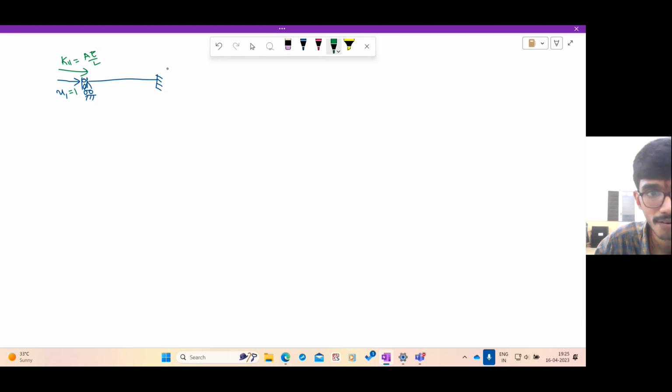So the force that is generated here is K21, which is minus AE by L. And everything else is 0. So K1J.